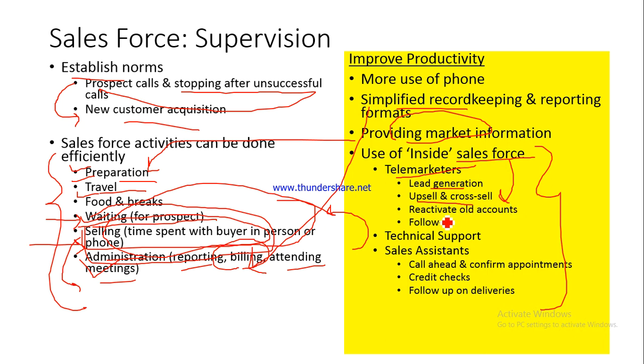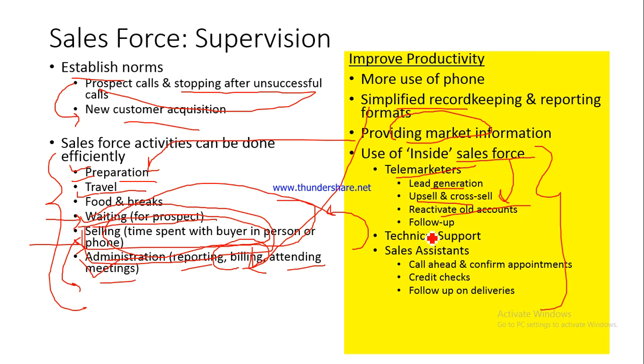Again, reactivating the old accounts. There are old customers who have purchased from you, but they have stopped purchasing from you, or you want to remind them of getting the earlier product which they had purchased. You might want to remind them to get it replaced. So reactivating the old accounts, this can also be done by the inside Salesforce.